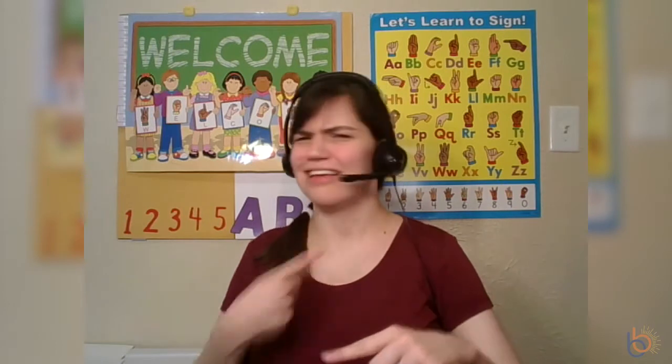To sign can, like I can do this, take two A hands and bounce them down a couple times. Can, I can. To sign can't, take one finger and stick it out and hit the other finger on top of it. Can't, I can't.